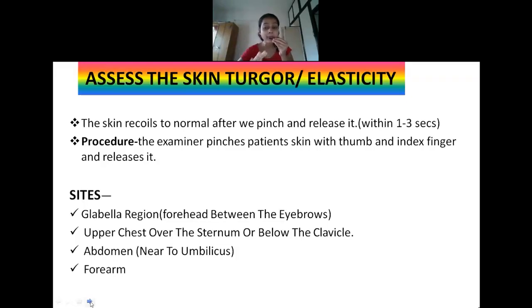Now it is not applicable for elderly people. Elderly people who are very old have low skin elasticity. If you do it on them, obviously the skin will come back very, very slowly. So that is not applicable here.